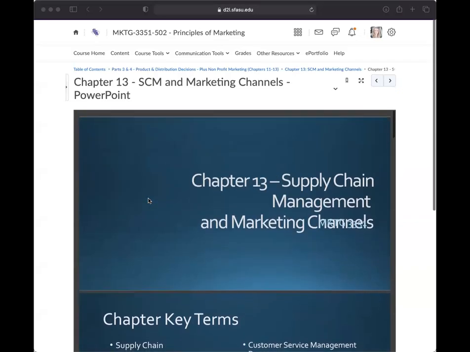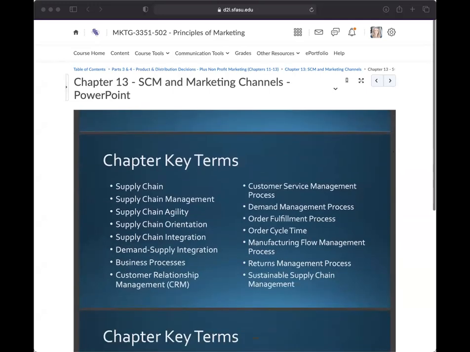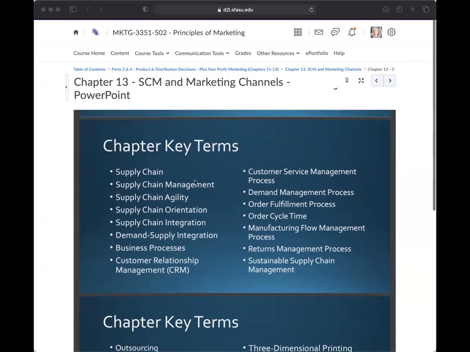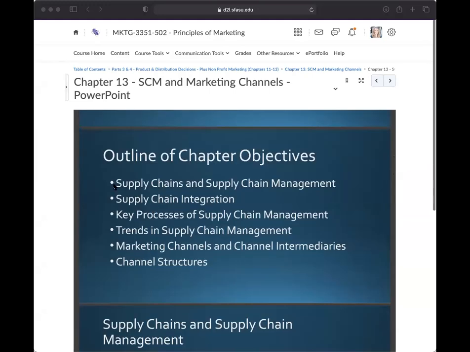Okay, so we are now going to jump into chapter 13. Yay. This is the last chapter of this unit, and it's probably the most unfamiliar to you. It's not as intuitive as the others. So please take some time to do a little bit of legwork in terms of learning these key terms. But I am going to, as always, go through and highlight some of these things.